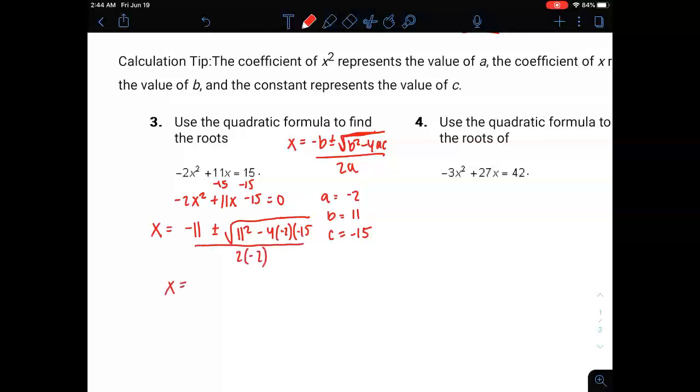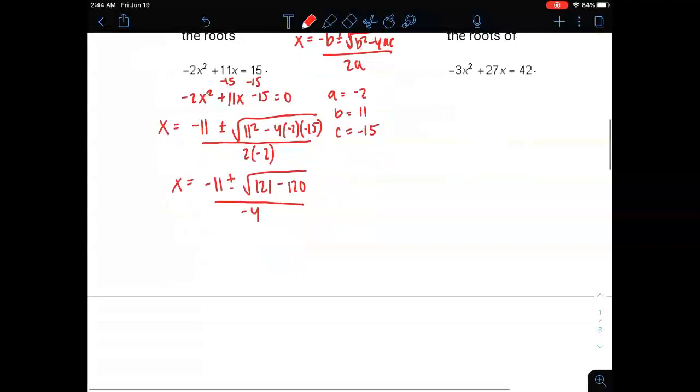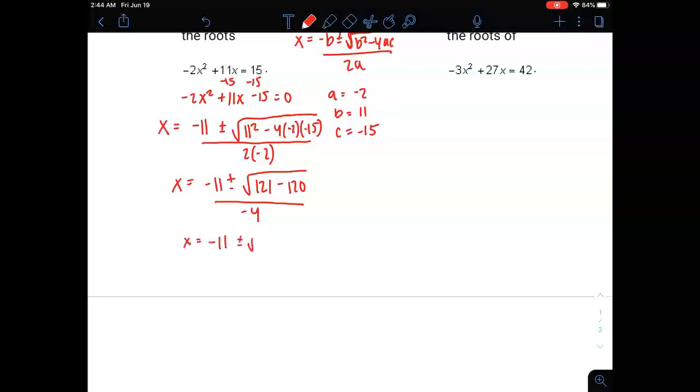All right, so let's start simplifying some things. So I've got negative 11 plus or minus the square root of 121. Oop, that is a minus sign because I've got a minus, minus, minus. So I've got minus 120, all over negative 4. We'll keep simplifying this here. x is equal to negative 11 plus or minus the square root of 1 over negative 4. Sidebar, the square root of 1 is equal to 1.